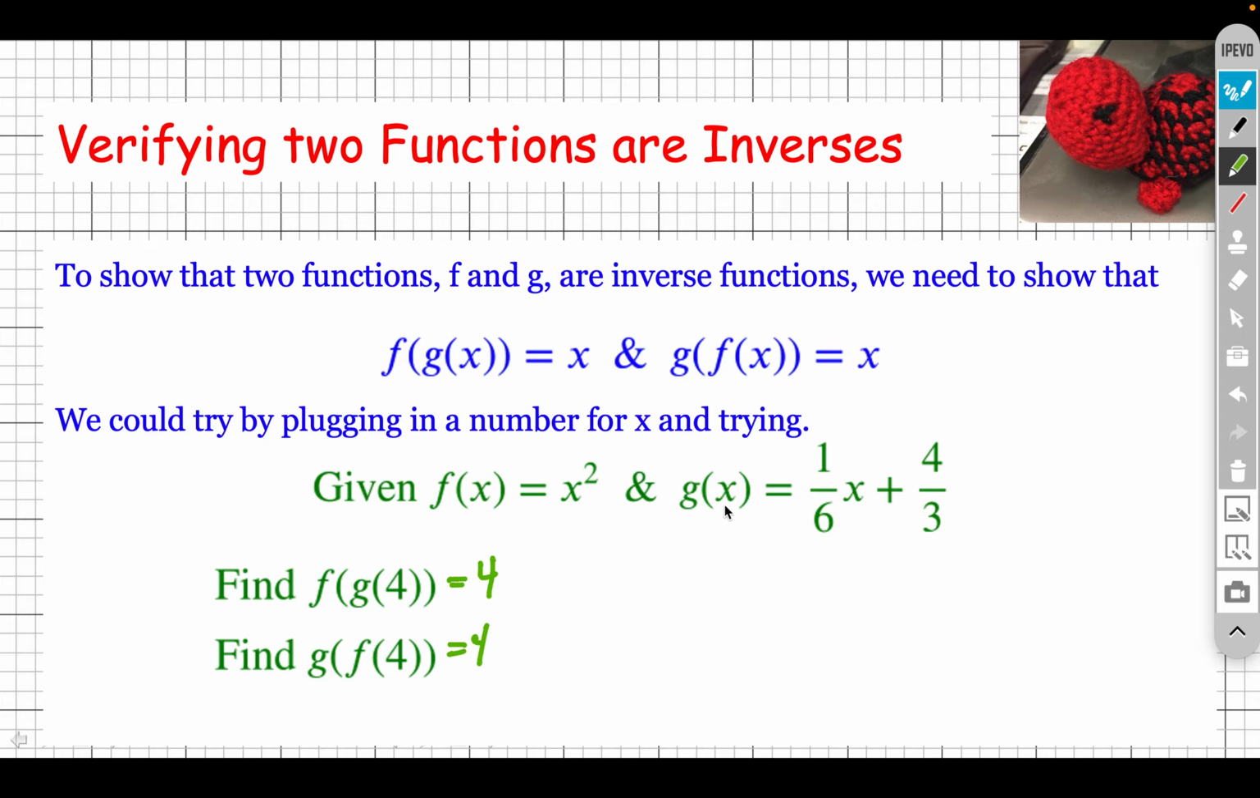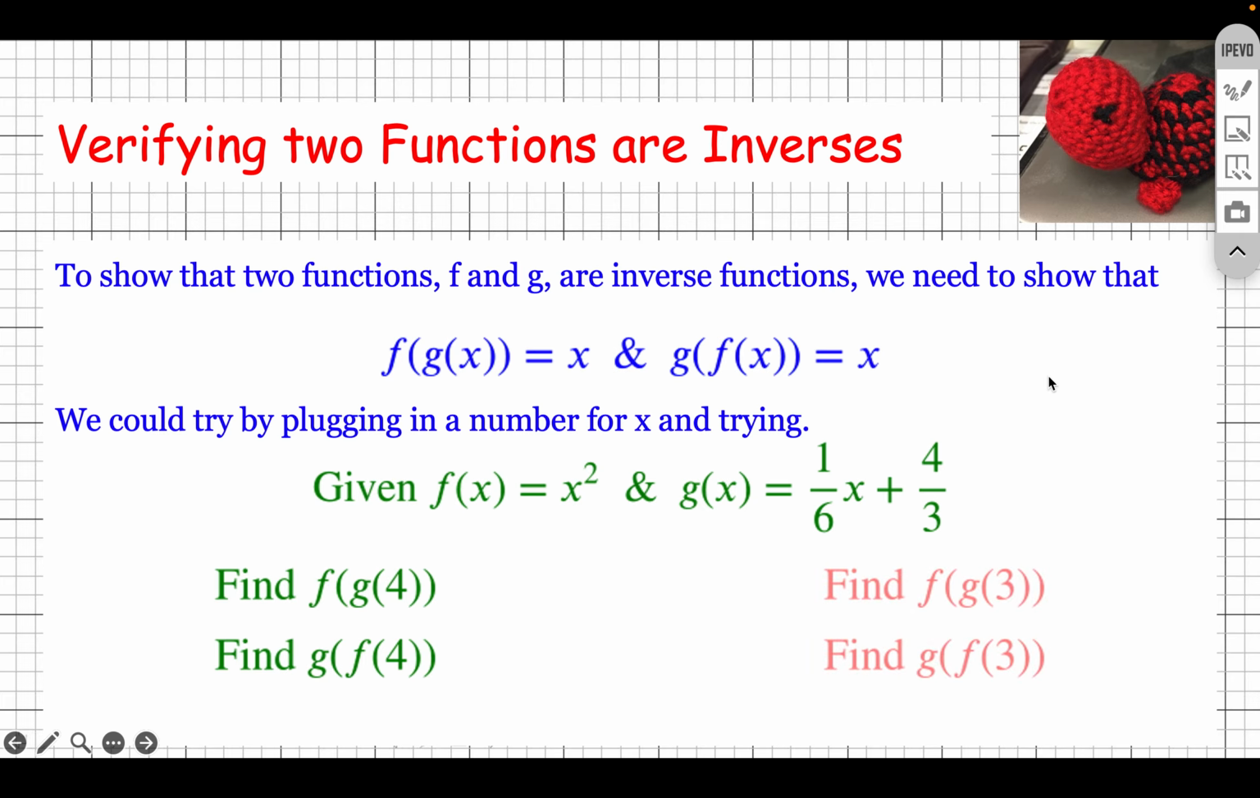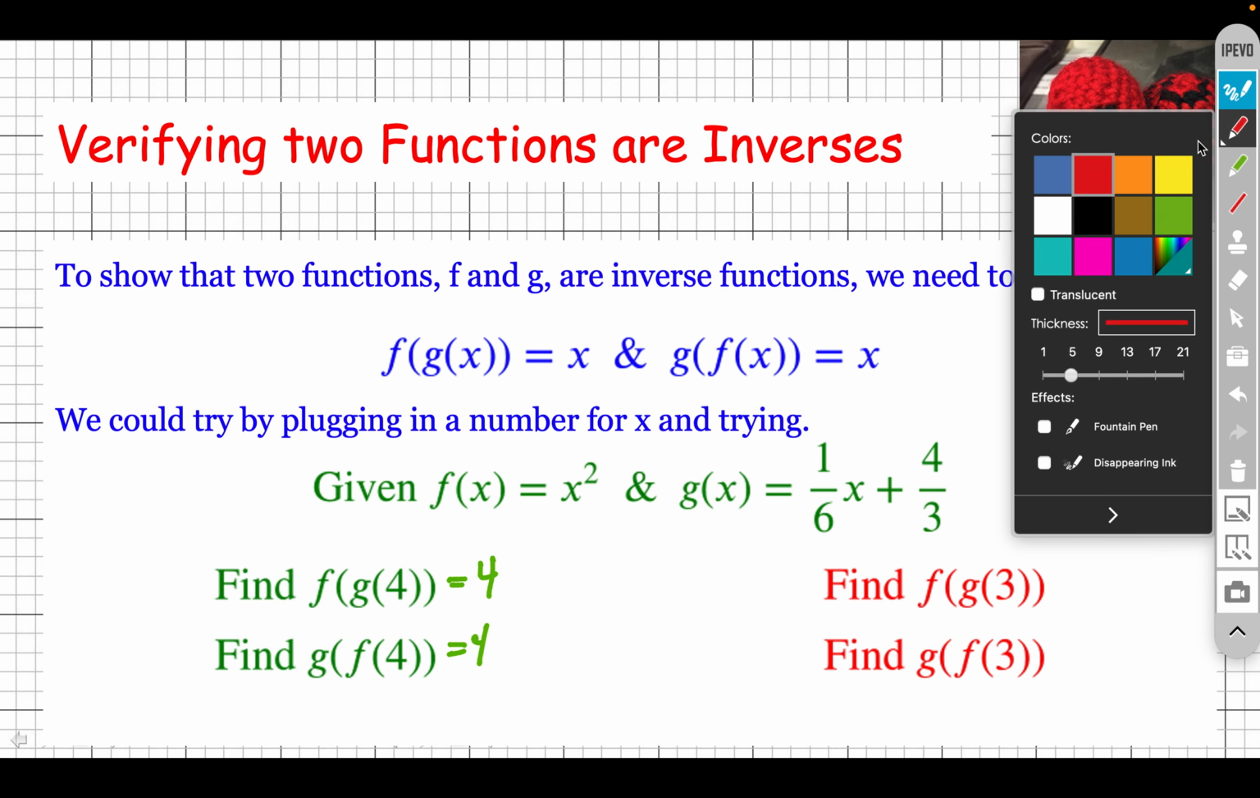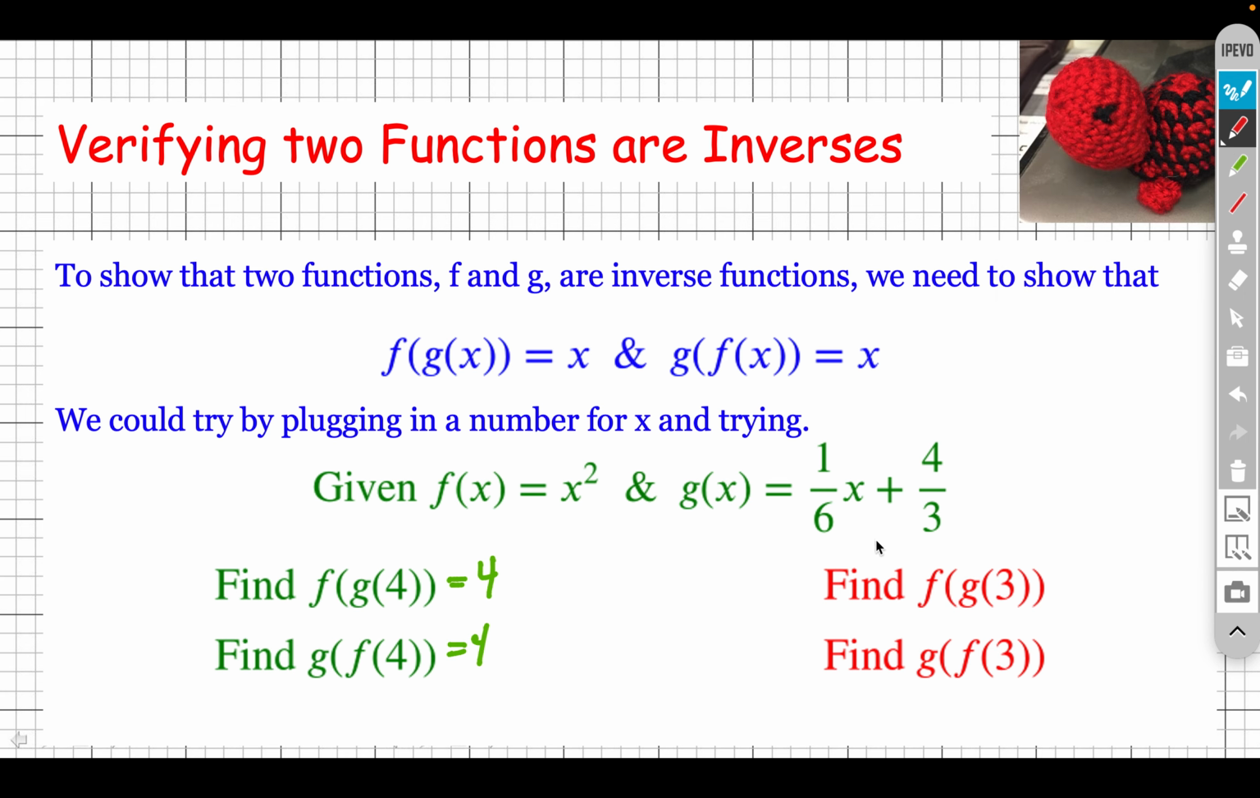Now we're going to do it with this function. What if I try a different number? So if we plug in 3, give that a try. F of g of 3.